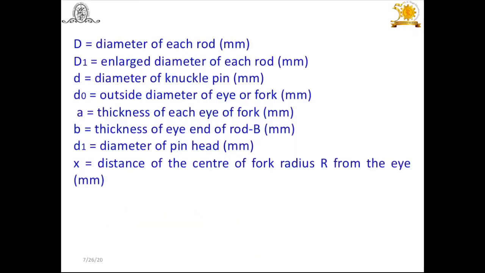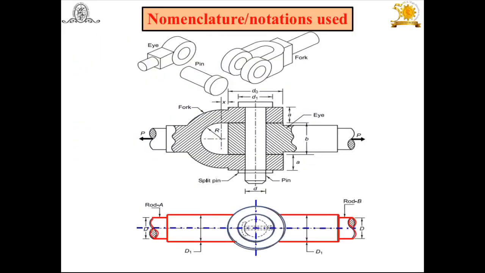And I have also mentioned here: capital D is the diameter of each rod, capital D1 is the enlarged diameter of each rod, small d is the diameter of the knuckle pin, do is the outside diameter of the eye or fork, small a is the thickness of each eye of the fork, b is the thickness of the eye end of the rod, d1 is the diameter of the pin head, and x is the distance of the center of the fork radius r from the eye. Here this x which is shown here. Look at this diagram. This is x. This is the center of the fork from this component, the eye.